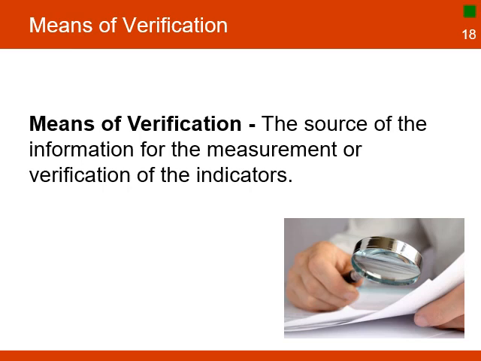The means of verification is the source of information for the measurement or verification of the indicators. They indicate where the data can be obtained to prove that the objectives defined by the indicators have been reached. They identify the sources of information. These can include surveys, interviews, progress reports, government data, and they help provide evidence of the existence of the indicator.